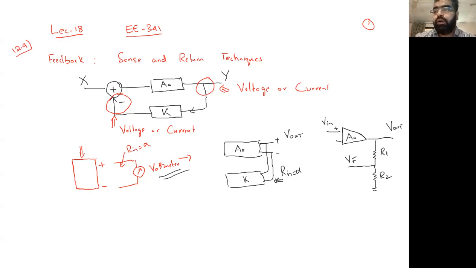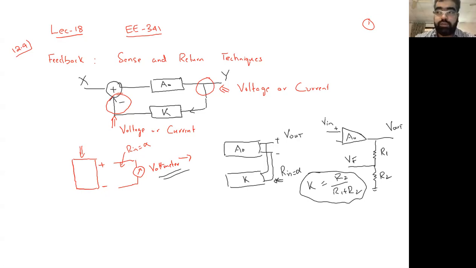So here our output is ultimately being divided based on the ratio of R1 and R2, or it's a voltage division, which is basically R2 divided by R1 plus R2. So this is in reality K for us. Okay, so this factor is a factor K.